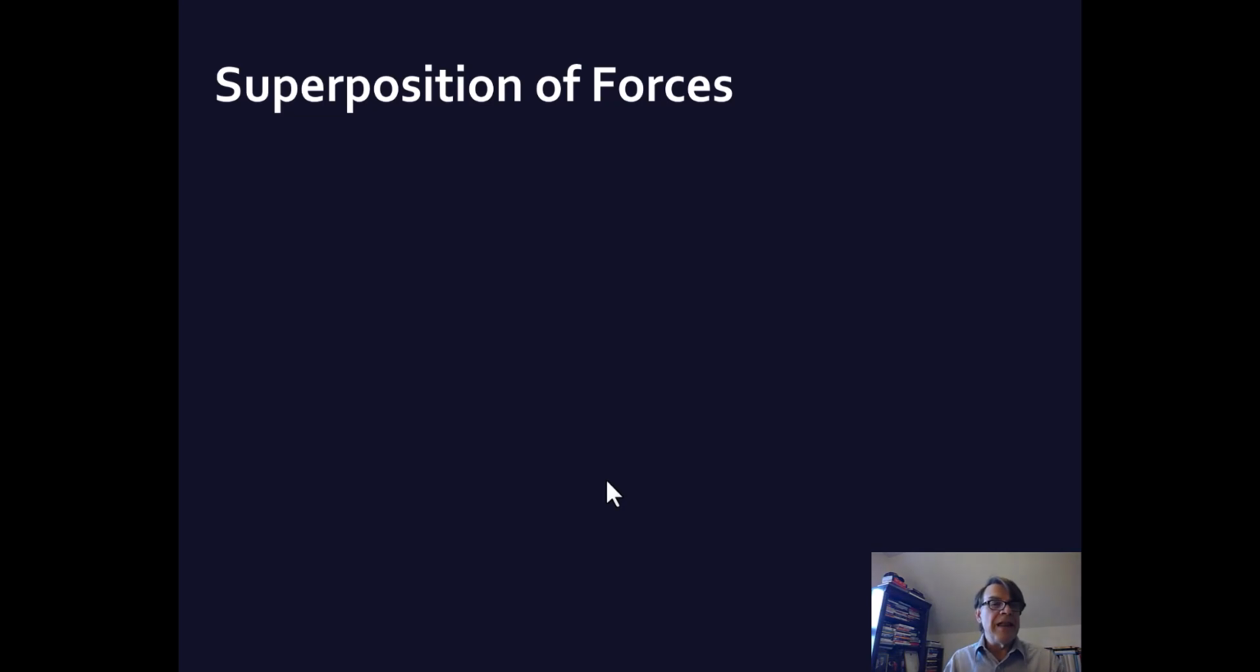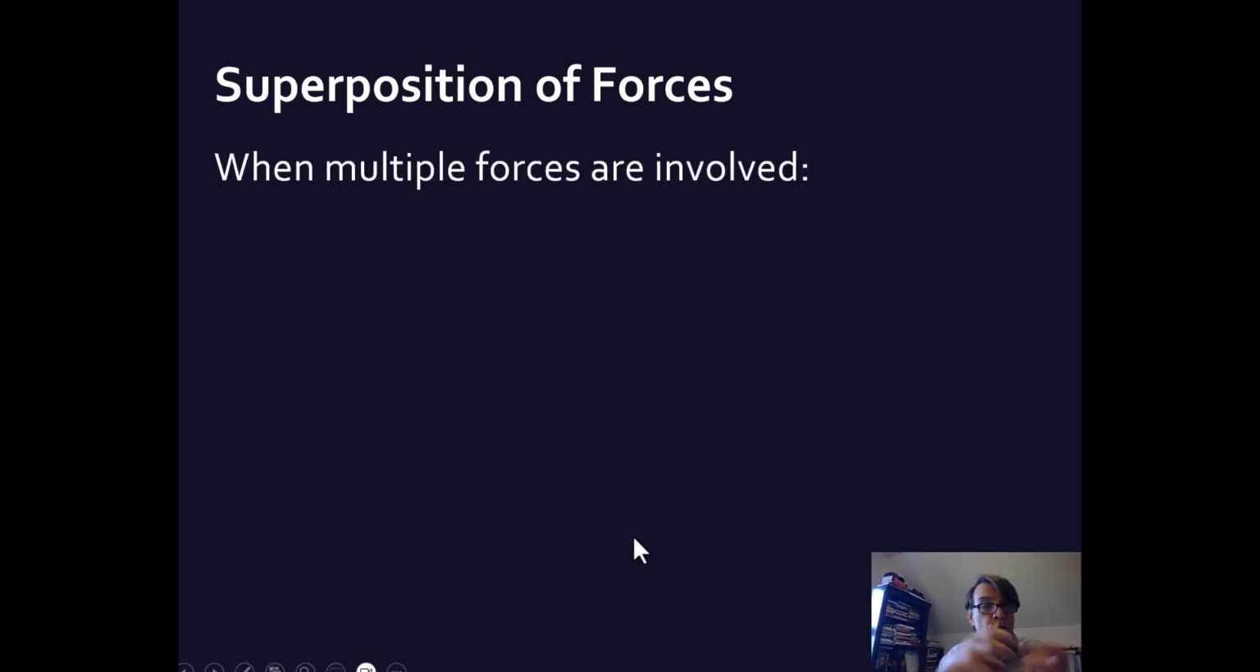All right, the last concept that this section talks about is the superposition of forces. What does that mean? Superposition is when you stack things on top of each other. So, here's a superposition of books. So what happens when you superpose forces?